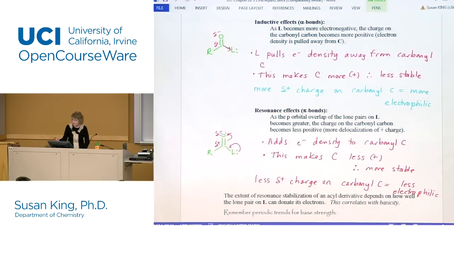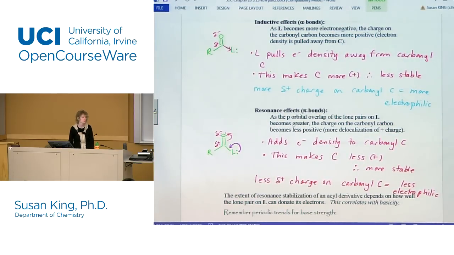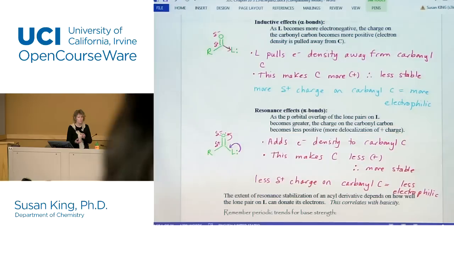But we also have an opposite effect, which is the resonance effect. For the resonance effect, it's opposite because now the leaving group, the group L, is feeding electron density into the carbonyl carbon, adding electron density. So that's going to make the carbonyl carbon less positive. Less positive means less electrophilic. So how are we going to decide which one's more important in which case?